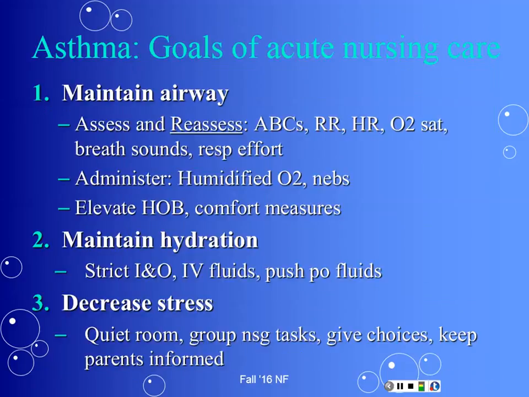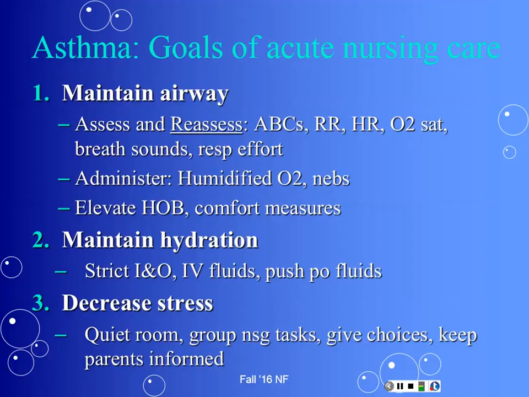So our goals when we're looking at asthma management is, in the immediate, you're going to maintain their airway with that exacerbation, assess, and you're going to reassess. So every time we intervene, we're going to reassess. You have to look at the ABCs, their respiratory heart rate, their SATs, their breath sounds, and their respiratory effort. As ordered, you're going to do the humidified oxygen and the nebulizers and the other comfort measures like clustering care, elevating the head of the bed, that kind of stuff.